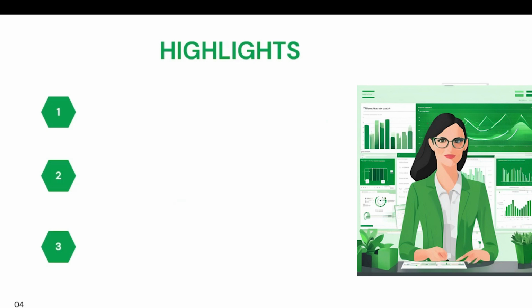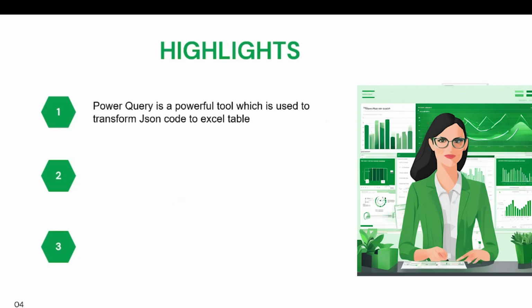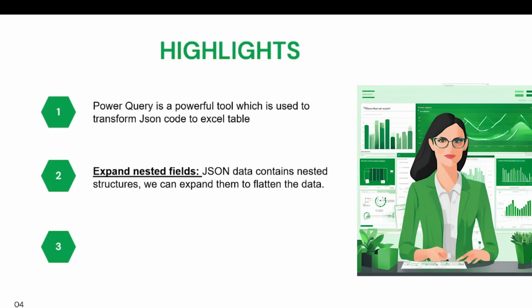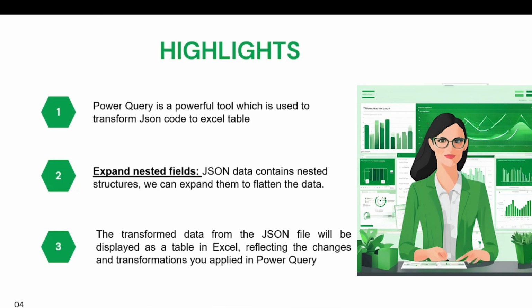Let's understand the highlights of this video. Power Query is a powerful tool which is used to transform JSON code into an Excel table. Expand nested fields. Nested JSON code contains nested structure. We can expand them to flatten the data. The transformed data from the JSON file will be displayed as a table in Excel, reflecting the changes in transformation that we applied in Power Query.